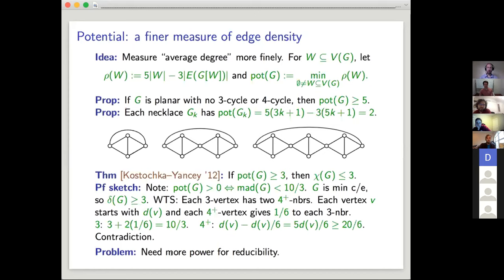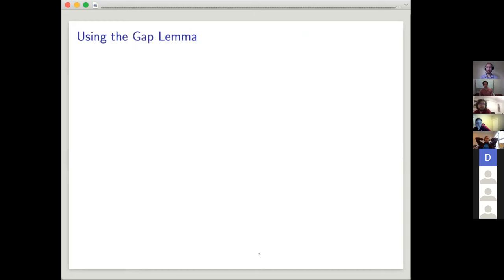So how are we going to prove that these things are reducible? That's where this potential method is going to be really useful. We've got something called the gap lemma. So what does the gap lemma say? The gap lemma says, if W is a proper subset of the vertices with at least two vertices, then the potential of W is greater than or equal to 6. So first off, why would this be useful?